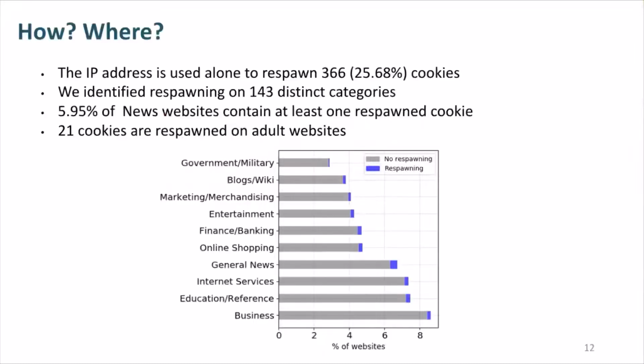Among the 8 studied fingerprinting features, we found that the IP address is the top feature used to respawn cookies. In fact, 25% of cookies are respawned using the IP address alone.